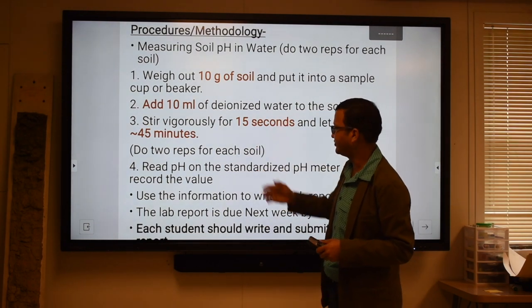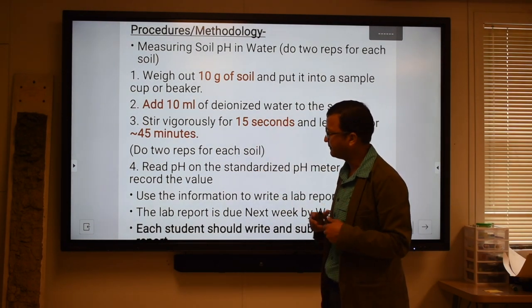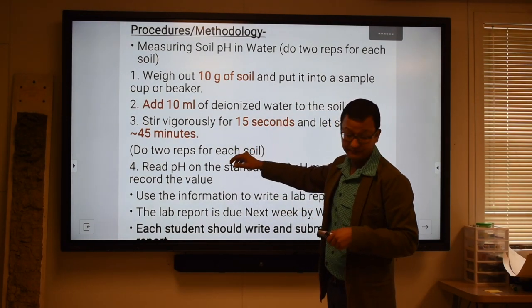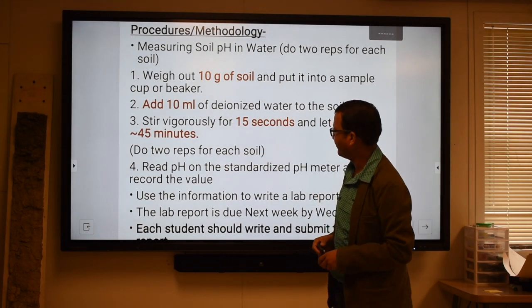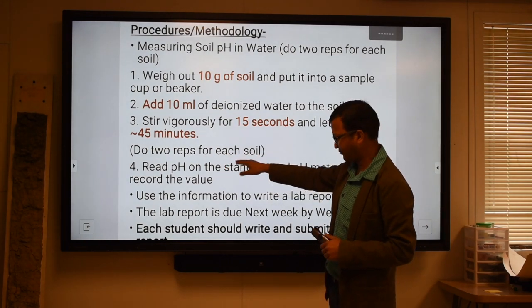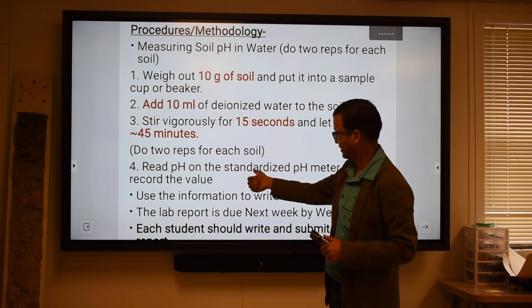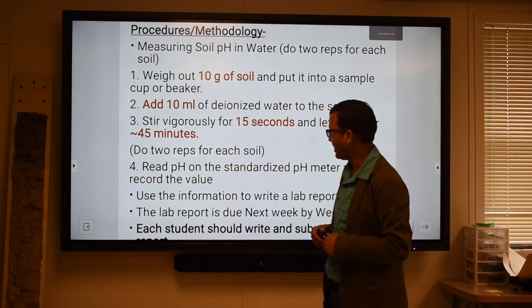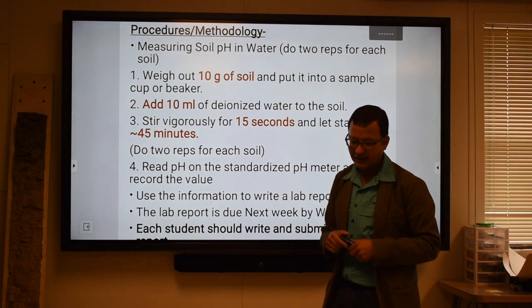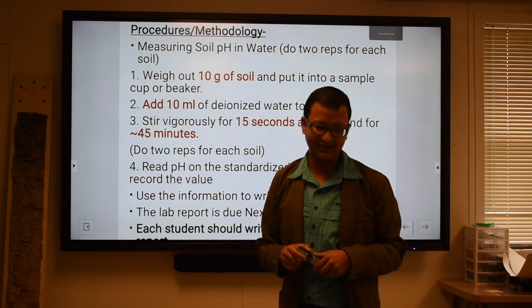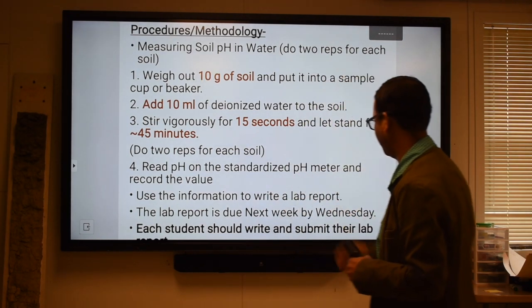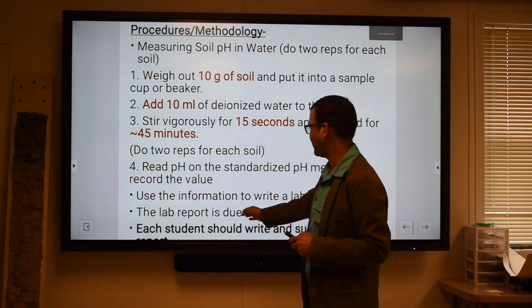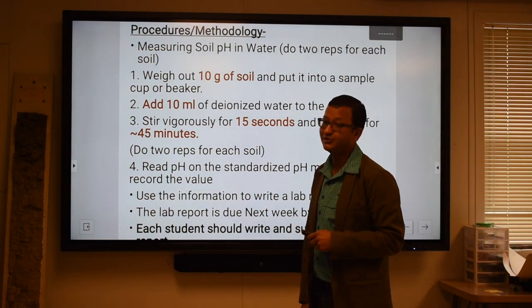You can do 2 reps as well and get the average, but we'll be doing only 1 rep today. And then after we are done with that, we'll standardize the pH meter, and then we will provide the data from your soils that you collected at the beginning of the semester, and then you write a lab report on that, and that lab report is due next week.